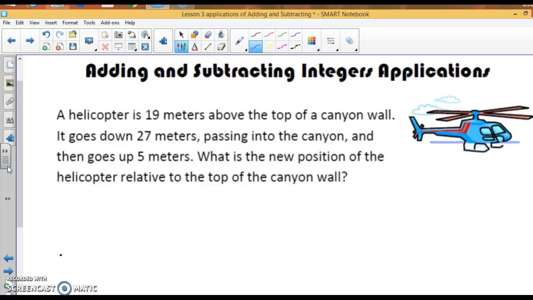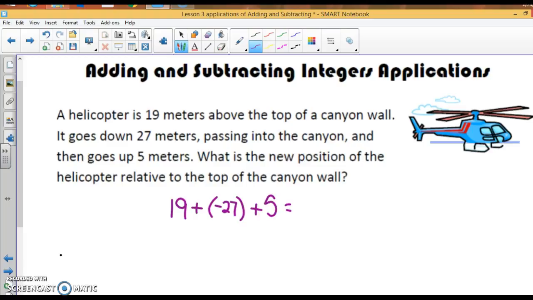Well, let's take a look at this. 19 meters above. So that's a positive number because it's above. So 19 plus, it goes down 27 meters. So that's a negative number because it's going down. So it was at 19 plus negative 27. And then it goes back up. So plus positive 5 because it's going up.